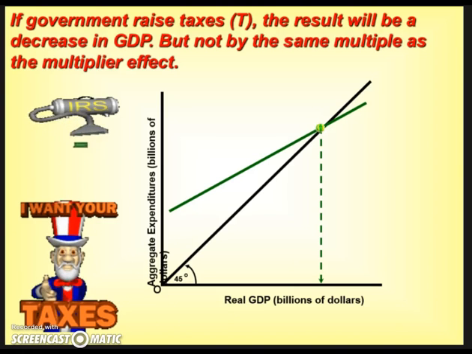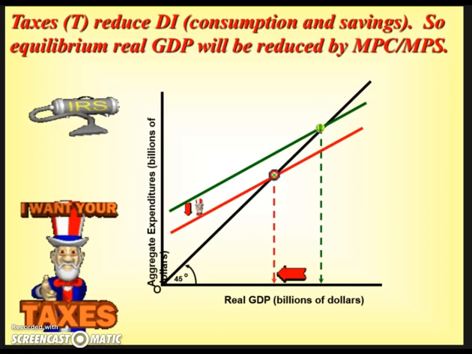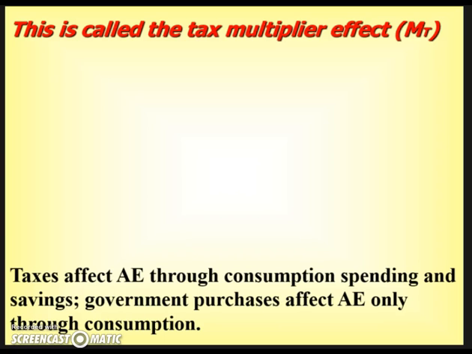If government raises taxes, the result will be a decrease in GDP, but not by the same multiple as the multiplier effect. Taxes reduce disposable income, so the real GDP equilibrium will be reduced by MPC over MPS. This is called the tax multiplier effect. Taxes affect aggregate expenditures through consumption, spending, and savings. Government purchases affect aggregate expenditures only through consumption.